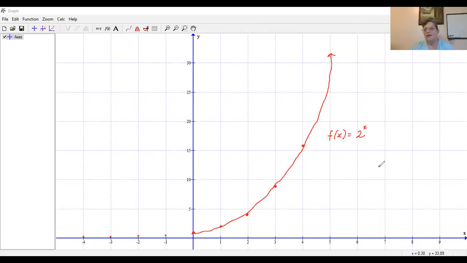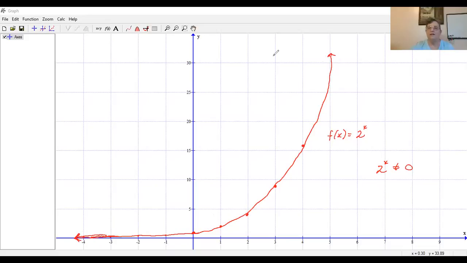Because 2 raised to any power can never equal 0. If it's a positive, it gets really big. If it's a 0, it's 1. And if it's a negative, it becomes a fraction, but with 1 as the numerator. And the only way a fraction can ever equal 0 is for the numerator to be a 0. So an exponential function looks kind of like this.